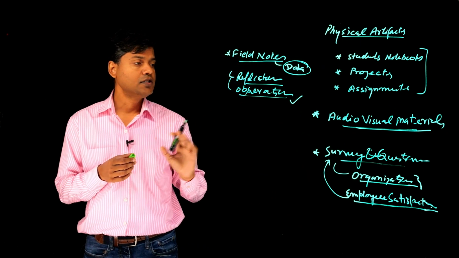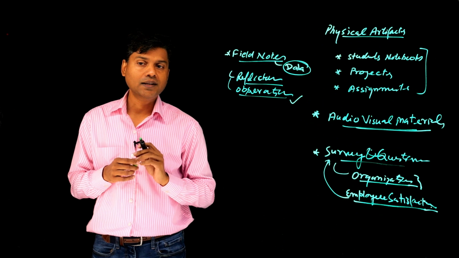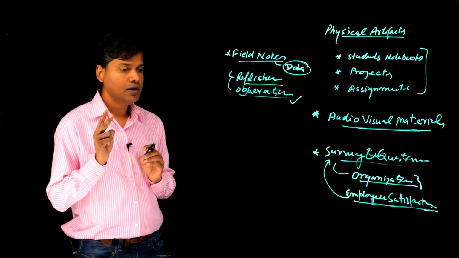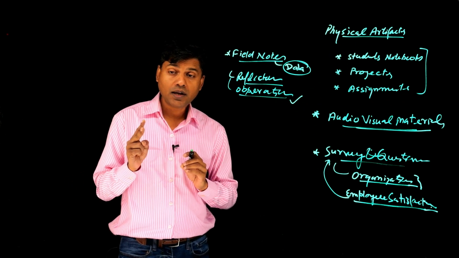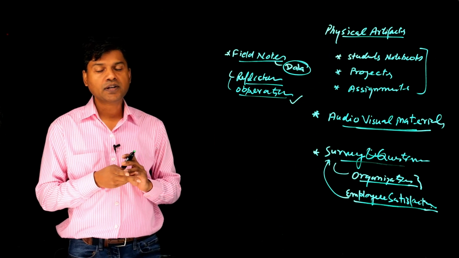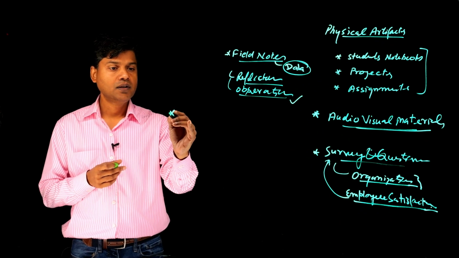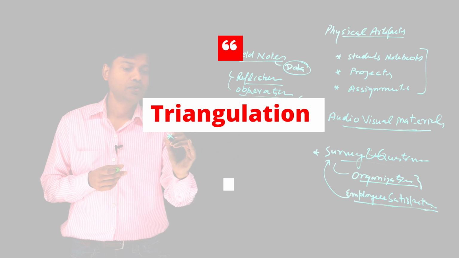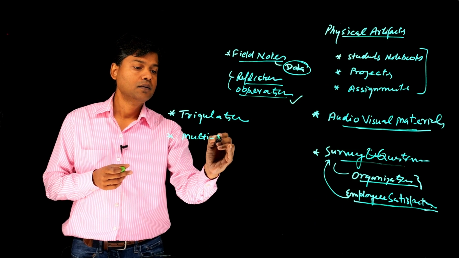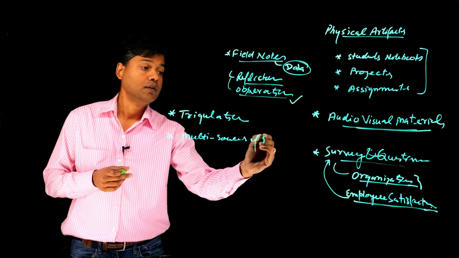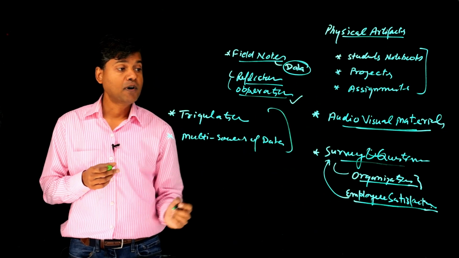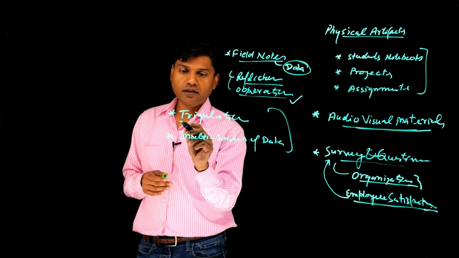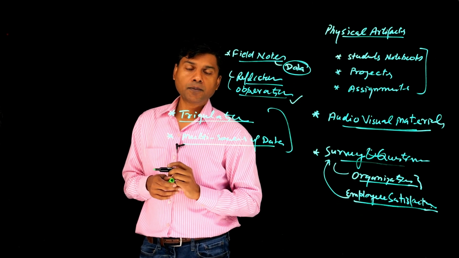So these are some of the popular ways of collecting data. As I said previously, there are two things which are very highly used and make case study research design very powerful: triangulation and multiple sources of data. So if you are planning a case study research design for your dissertation or you are doing an independent study, think about these two points very carefully.